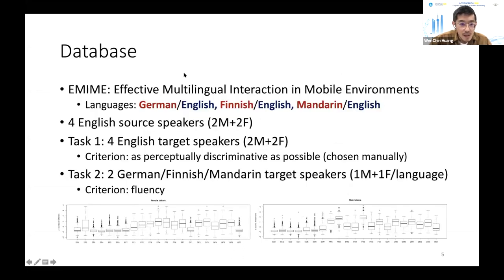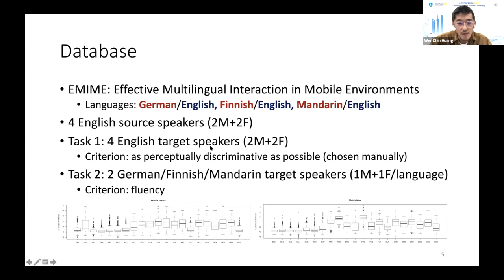All right, so the database was based on the EMIME dataset, which contained speech from native English speakers and these bilingual speakers. First, we chose four English speakers as the source speakers, two male and two female. And then we chose another four English speakers as the target speakers for task one. The criterion for choosing these eight speakers is that we manually selected them so that they can be as perceptually discriminative as possible.